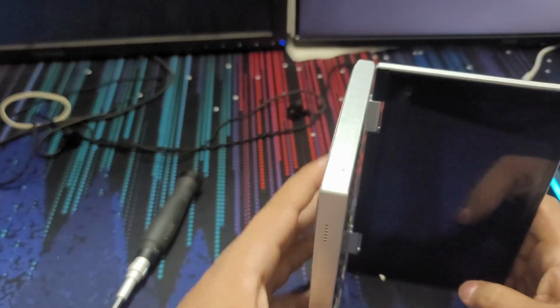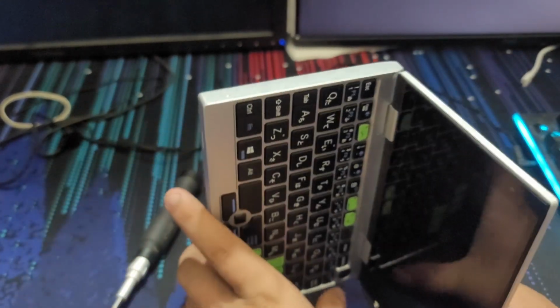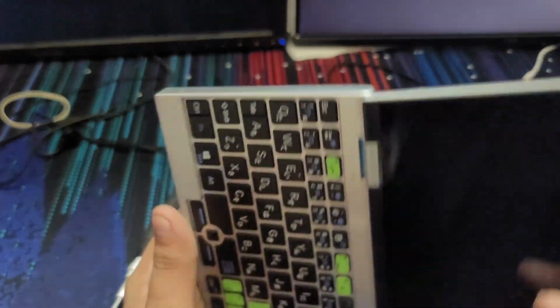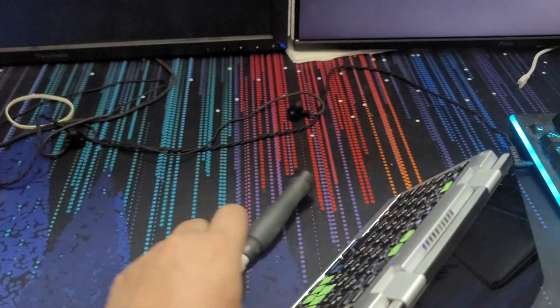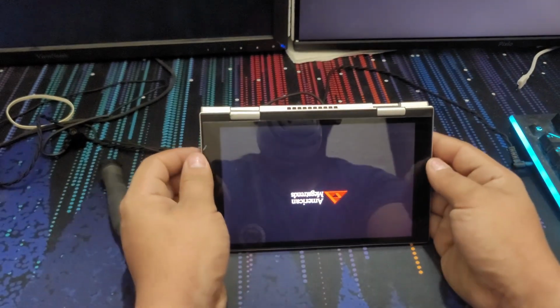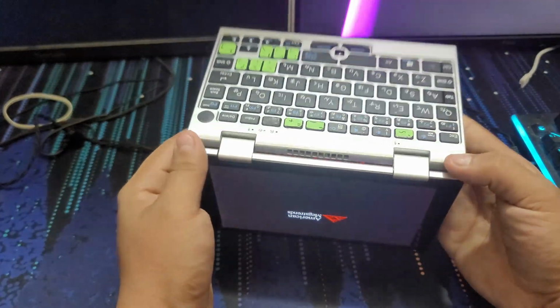All in all, this is a really good machine, and if you have the money, might as well, because it'll come in handy one day when you're in the middle of nowhere and you need something to compute, and that's about it.